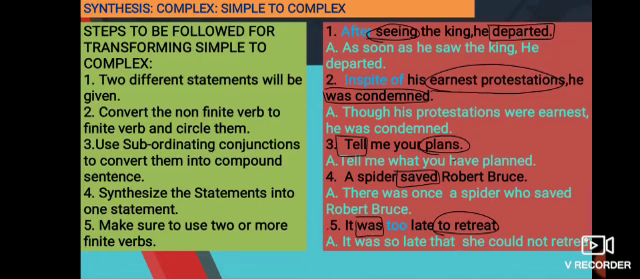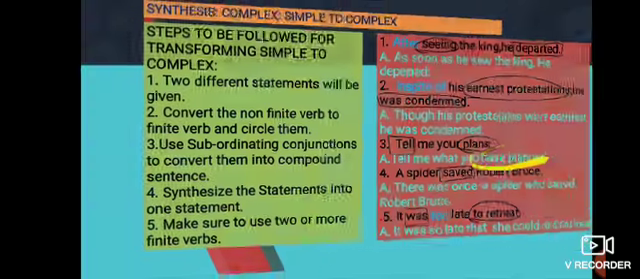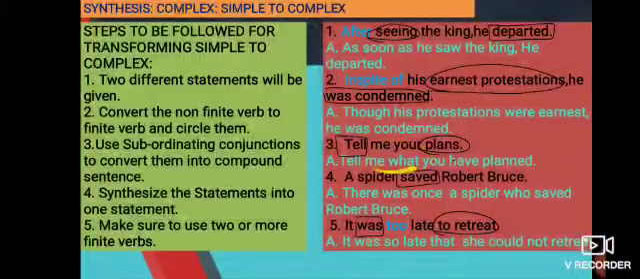Okay, what have you planned? So you can use this plan, noun, changed to the verb planned. So it is: tell me what you have planned. So it will have two finite verbs, plan and tell, with the conjunction what.